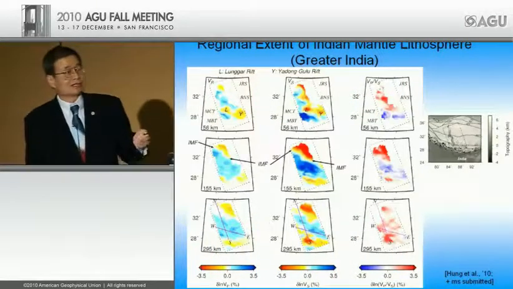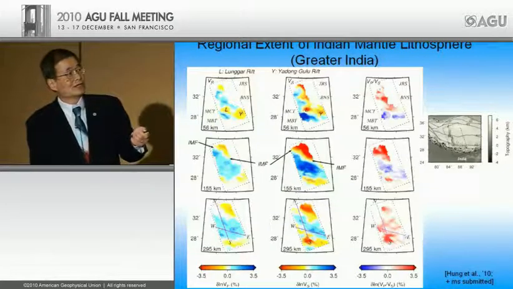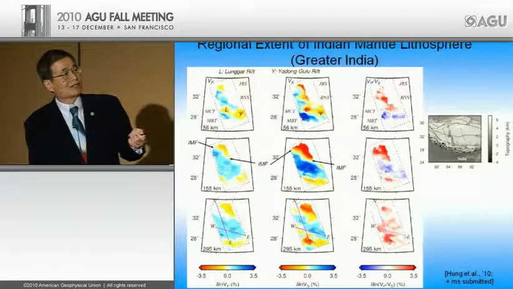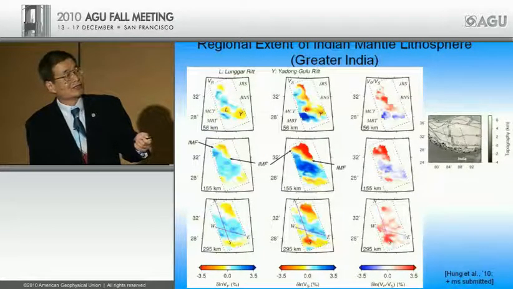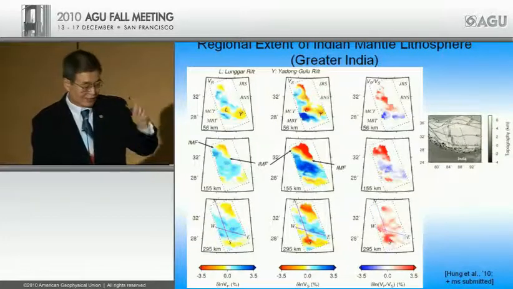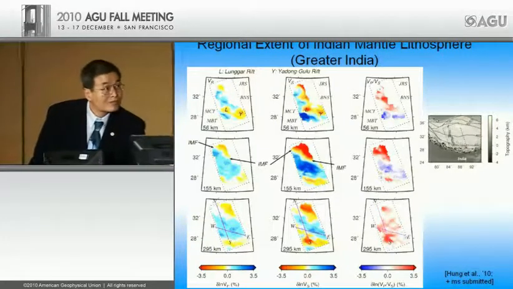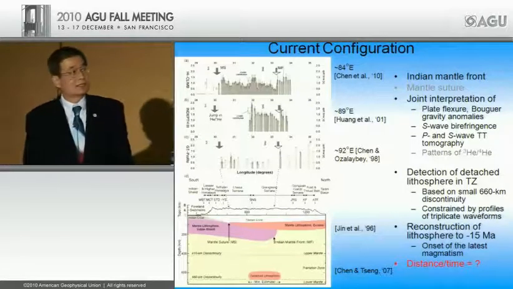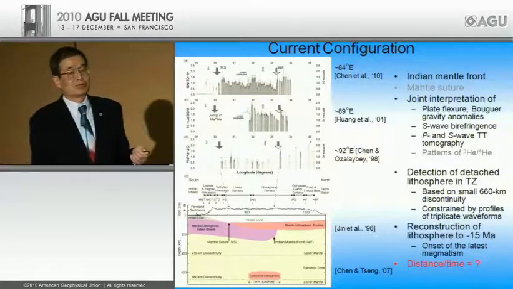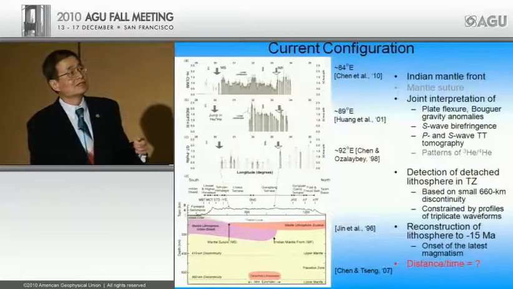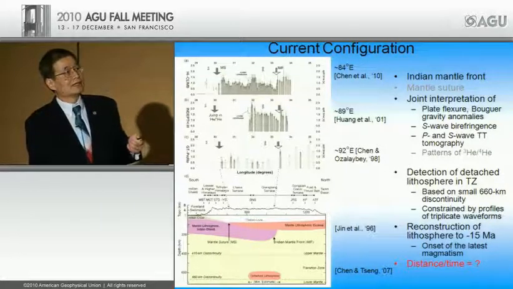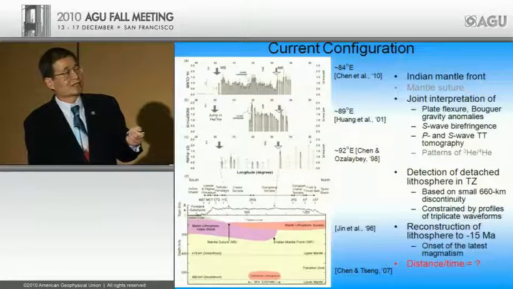Just quickly showed the result on regional view. Just look at the depths at 150 kilometers, and you can see the Indian mantle front right here. And this is the subhorizontal advancing Indian mantle lithosphere. All right, this story is supported by a number of other independent data. We're just concerned with the Indian mantle front here. So down here is the schematic showing the Indian mantle front over here.